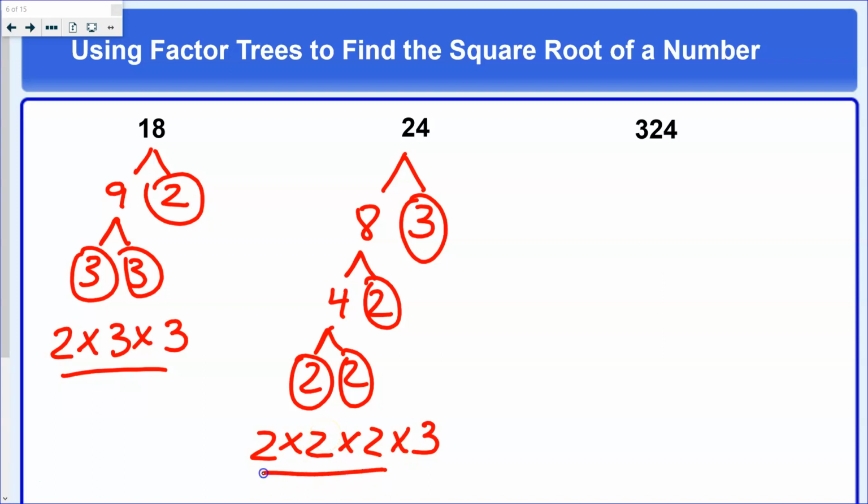is 24. All right, this is where I'm talking about square root. So 324 is a big number. I have no idea how to break it down really quickly. So I'm going to actually start with 2.